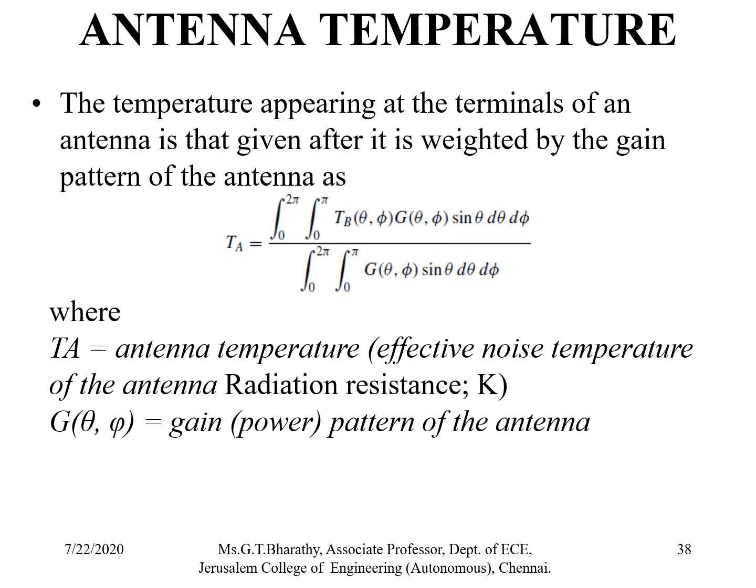So this is the formula for antenna temperature. The antenna temperature appearing at the terminals of an antenna is given after it is weighted. Weighted means multiplied by the gain pattern of the antenna. So TA is the double integral of the brightness temperature multiplied by the gain. TA is the antenna temperature, which is the effective noise temperature of the antenna radiation resistance given in Kelvin, and G is the gain or power of the antenna.